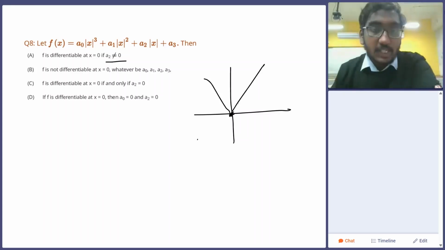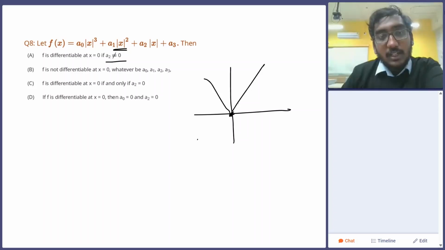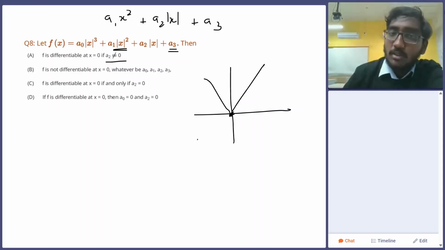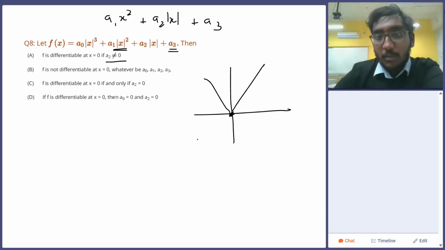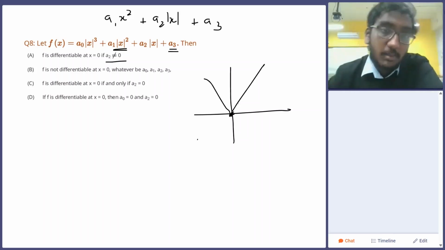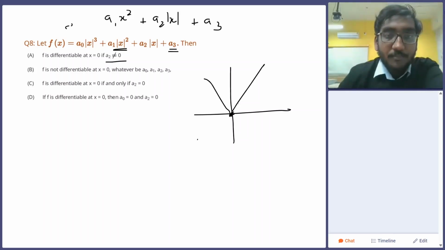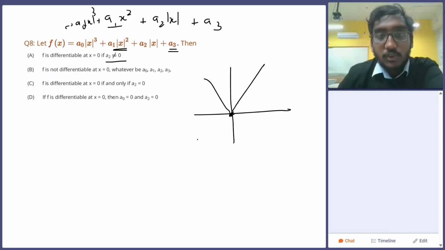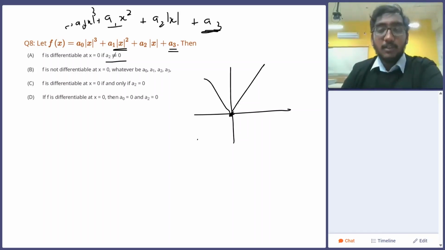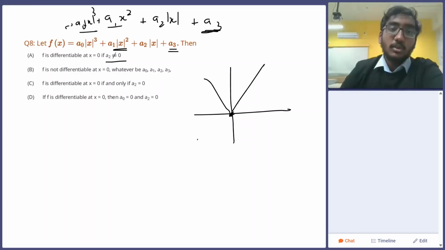But you will observe that this term will not contribute to differentiability. Why? Because a1 mod x square is the same as a1 x square. Square cannot be negative, right? For a2 mod x, you just rewrite this function like this. a3 will also not contribute to the differentiability, because whatever the value of a3, the function will be differentiable. The first term will be a0 mod x cubed. So these two functions we will not be bothering about because they will not affect the differentiability of the function.